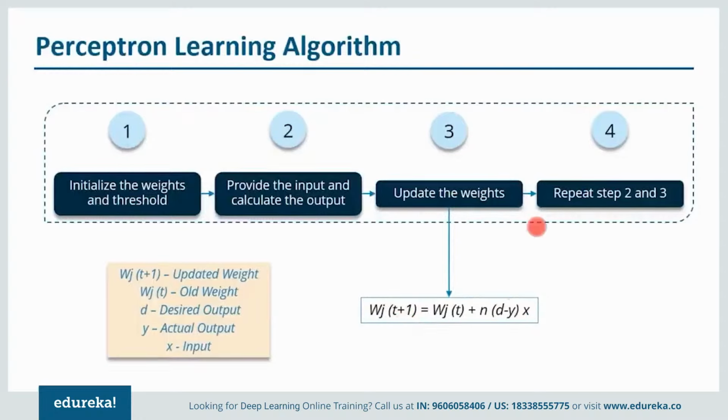And then we repeat steps 2 and 3. That is, we apply this new weight, again calculate the output, and again compare it with the desired output. If it matches, then it's fine. Otherwise, we update it again. So this is how the whole perceptron learning algorithm works. And don't worry guys, I'm going to show you practically how it actually works in my PyCharm.